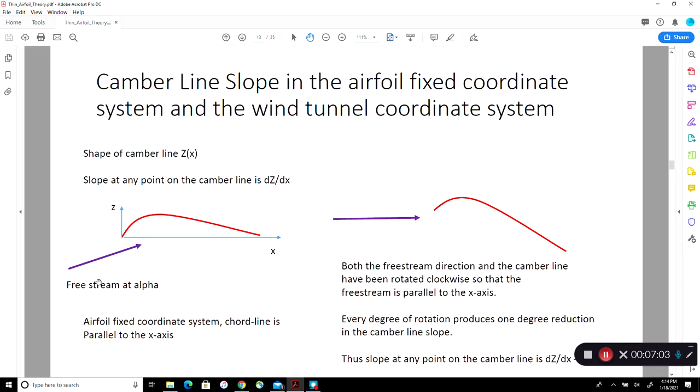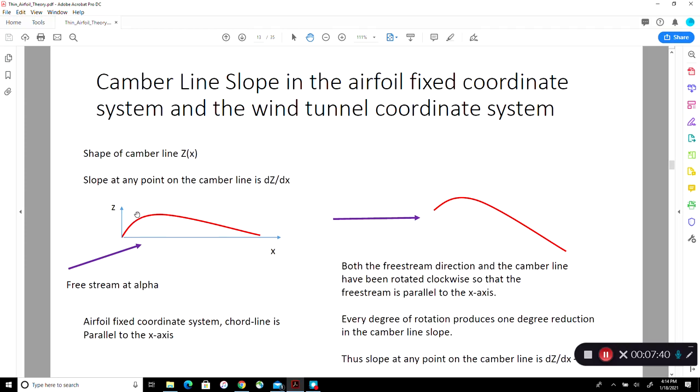This is not a convenient coordinate system for us, so we're going to rotate it clockwise to a wind tunnel coordinate system. Remember, in the wind tunnel, the flow is always coming from left to right, parallel to the tunnel axis. So we are going to rotate the body, the thickness and camber both. The chord line has rotated, the camber line has rotated. This is the wind tunnel coordinate system in which we will do our calculations and develop our theory.